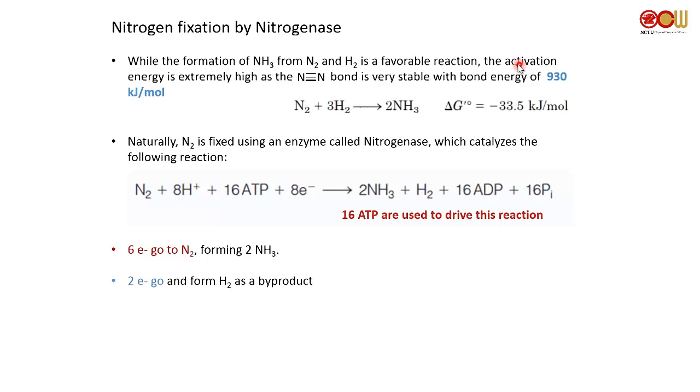Okay, it's like ginormous. It's huge. Because you have an N≡N triple bond, you can imagine you have to break triple bonds, so it's probably not going to be a very easy reaction to do, right? The bond energy is about 930 kilojoules per mole, so you have to break this bond energy in order to do your ammonia formation, right?